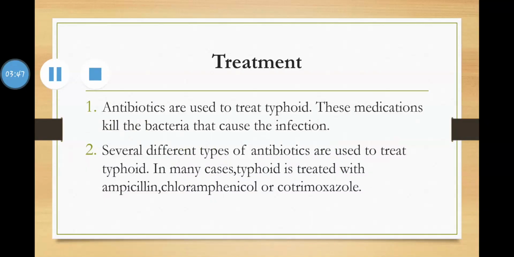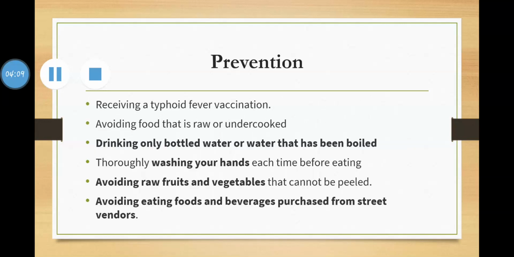Treatment. Antibiotics are used to treat typhoid. These medications kill the bacteria that cause the infection. Several different types of antibiotics are used to treat typhoid. In many cases, typhoid is treated with ampicillin, chloramphenicol, or cotrimoxazole.